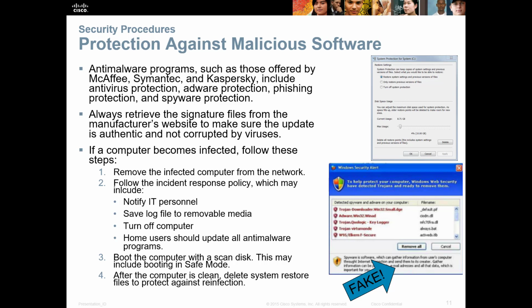If a malware protection program detects that a computer is infected, it removes or quarantines the threat, but the computer is still most likely at risk. The first step for an infected computer is to remove it from the network to prevent other computers from becoming infected. Then follow the incident response policies that are in place. This may include notifying IT. For a home user, update the malware software program.